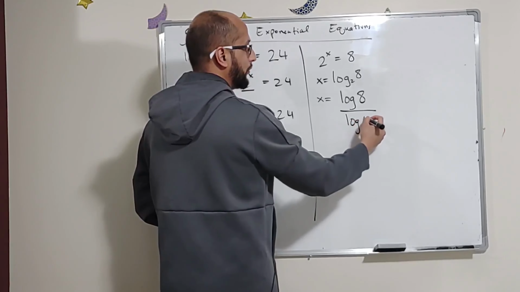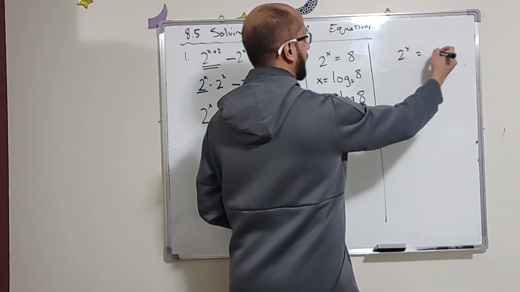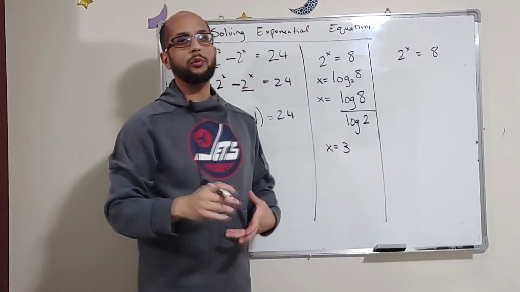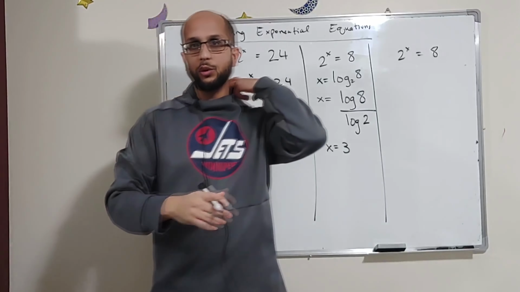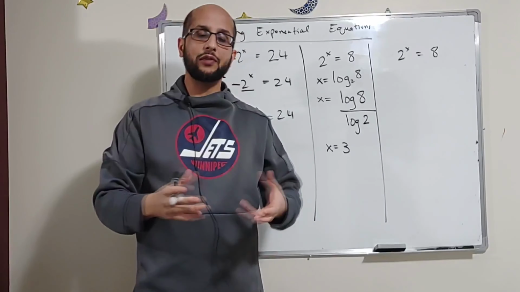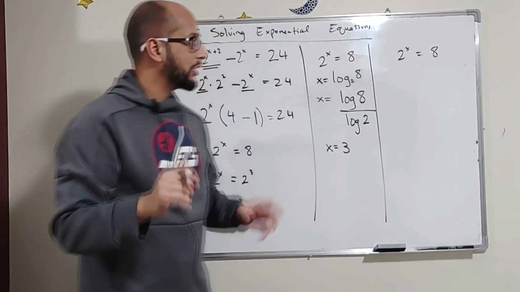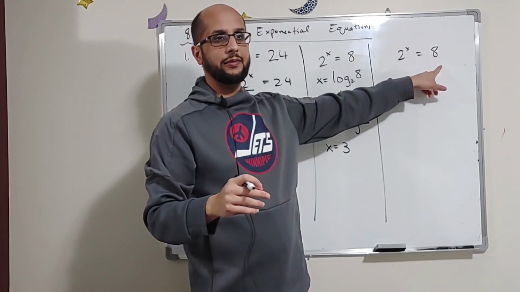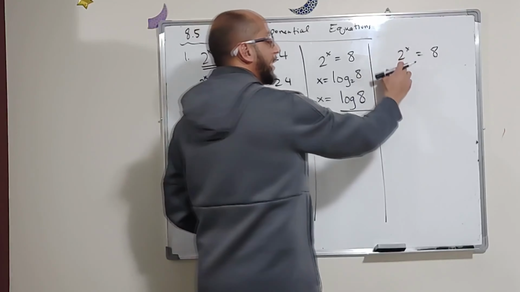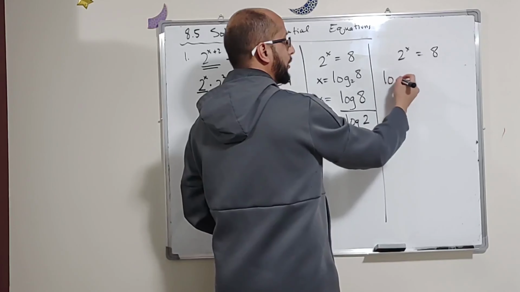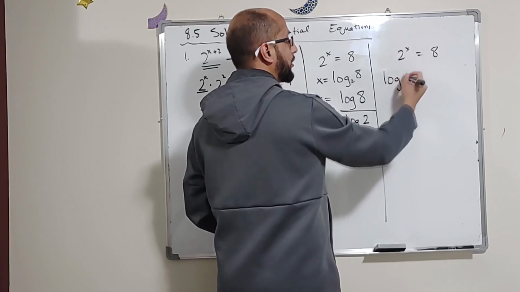The third method, this is a new method. This is where we are going to use the different properties, different characteristics, different laws that we've learned about logarithms in order to solve this. So what I have right now is 2 to the power of x is equal to 8. Well, if 2 to the power of x is the same number as 8, then log of 2 to the power of x should equal log of 8.